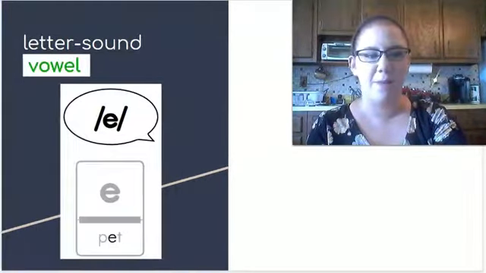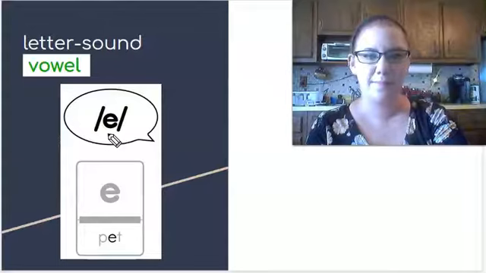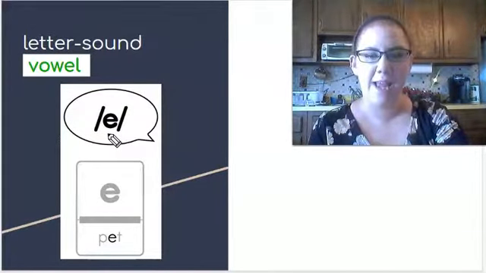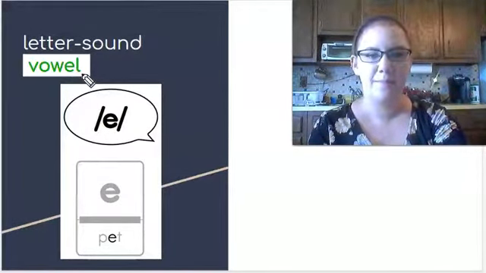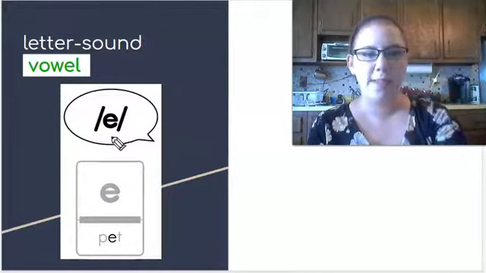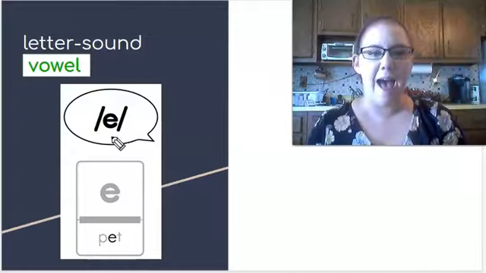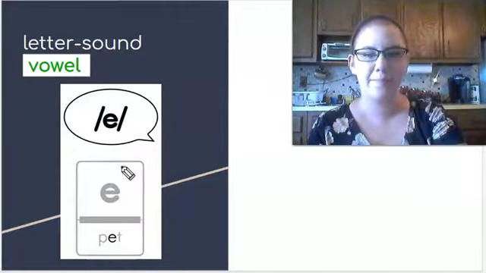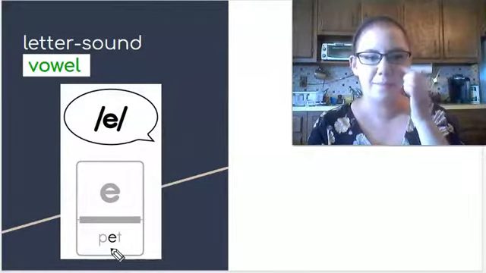The next sound we have is a vowel. What is this vowel sound? This sound is eh. And we know it's a vowel because it's written in green up here. Remember, when you say vowel sounds, you're letting the air go. Eh. Is spelled with an E, as in pet.